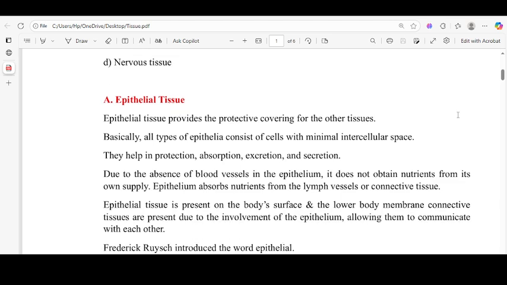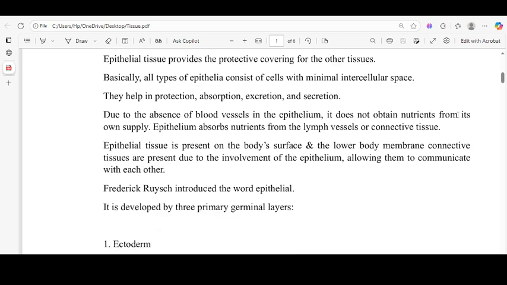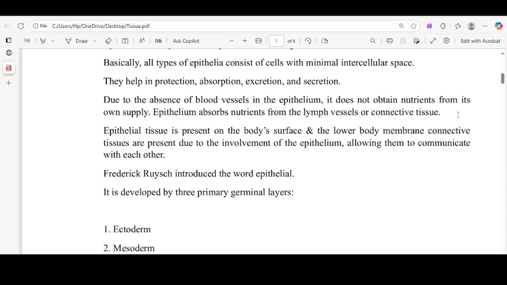Basically all types of epithelia consist of cells with minimum intercellular space, and they help in protection, absorption, excretion, and secretion. Due to the absence of blood vessels in the epithelium tissue, it does not obtain nutrients for its own supply. Epithelium absorbs the nutrients from the connective tissue and lymph vessels. Epithelium tissue is present on the body surface and the lining of body membranes, and connective tissues are present due to the involvement of the epithelium, allowing them to communicate with each other.